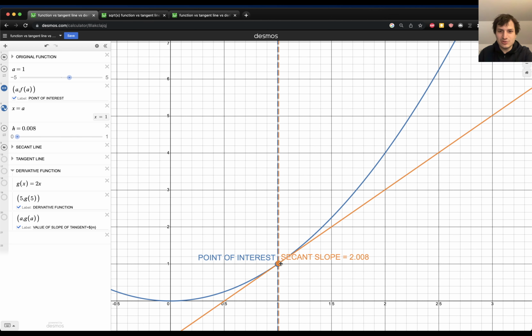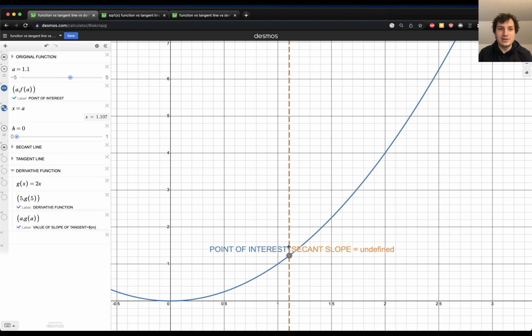Something really exciting happens right when you get to the final point, which is that it's undefined. The slope of the secant line is undefined right when you get to the very place we want it to get to, which is sort of an interval of size 0. And the reason is because the secant line, to find its slope, you need 2 points.